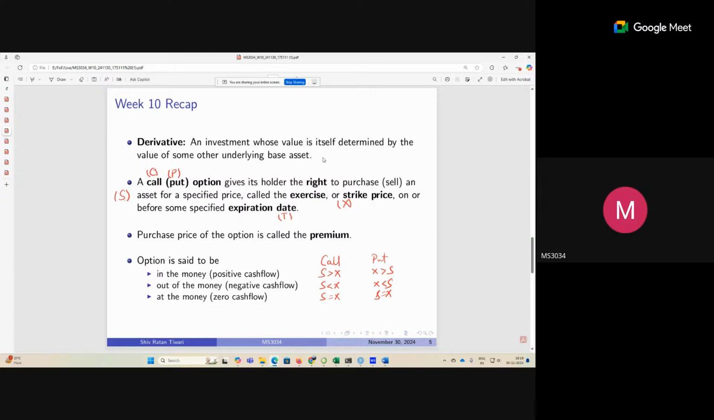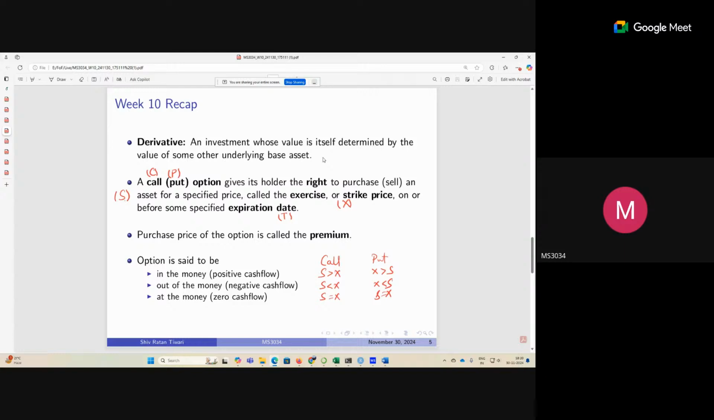And for options, if this option is giving me a positive cash flow on the expiration date, then it is said to be in the money. So in the money means it is giving a positive cash flow. If it gives negative cash flow, then we call it out of the money. And when it provides zero cash flow, then we call it at the money. So how do we define the cash flow of an option?